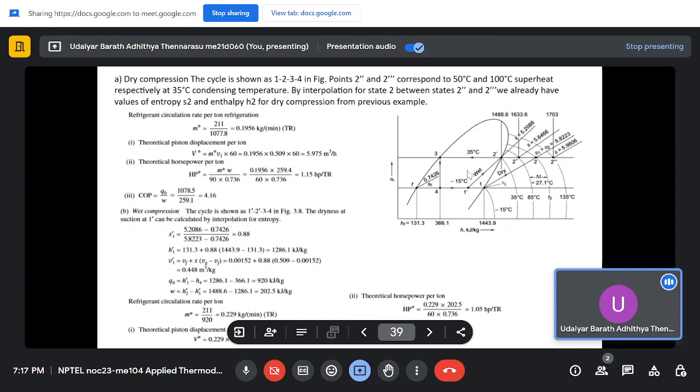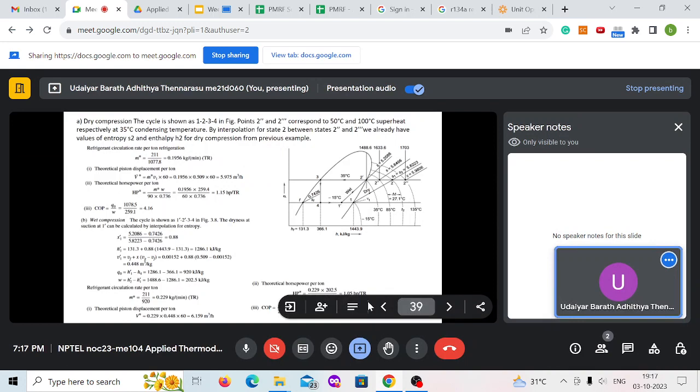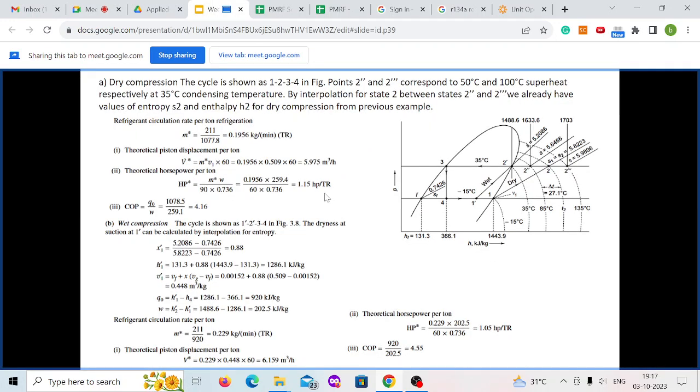So COP is theoretical horsepower. Theoretical horsepower per ton is m dot into specific work done, which we have calculated as 202. So divide by 60 into 0.736, and it will come out to be 1.05 horsepower per ton. And similarly COP is 920 by 202.5. It will come out to be 4.55.